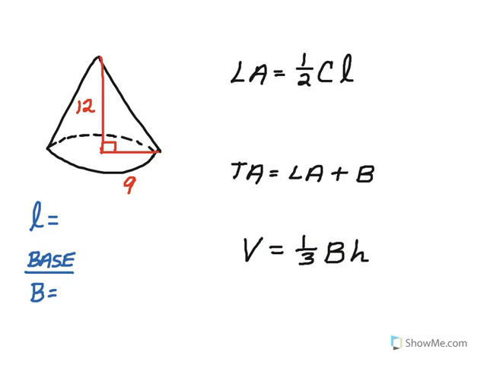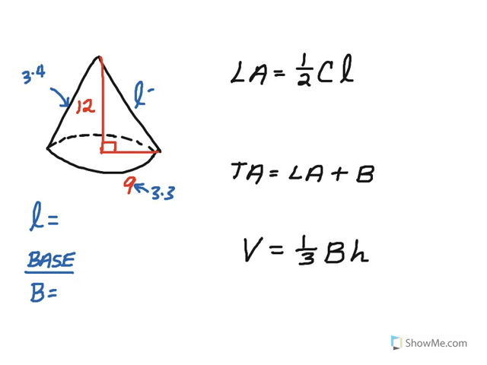Now for an example about a cone, finding the lateral area, total area, and volume of a cone. So I have a cone with a base radius of 9 and a height of 12. And I need to figure out L, what the slant height is. So I could use the Pythagorean theorem, or I could see that this is a Pythagorean triple. 9 is 3 threes, 12 is 3 fours, so it's a 3, 4, 5.